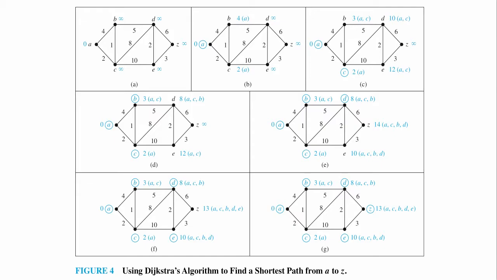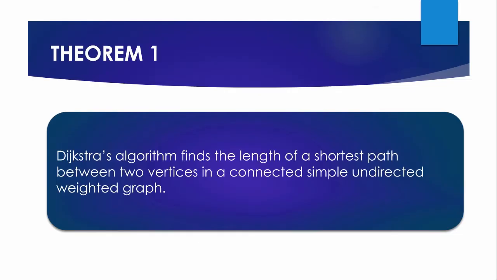We now state the theorem that we have proved. Dijkstra's algorithm finds the length of a shortest path between two vertices in a connected, simple, undirected weighted graph. We can now estimate the computational complexity of Dijkstra's algorithm in terms of additions and comparisons. The algorithm uses no more than n-1 iterations, where n is the number of vertices in the graph, because one vertex is added to the distinguished set at each iteration.